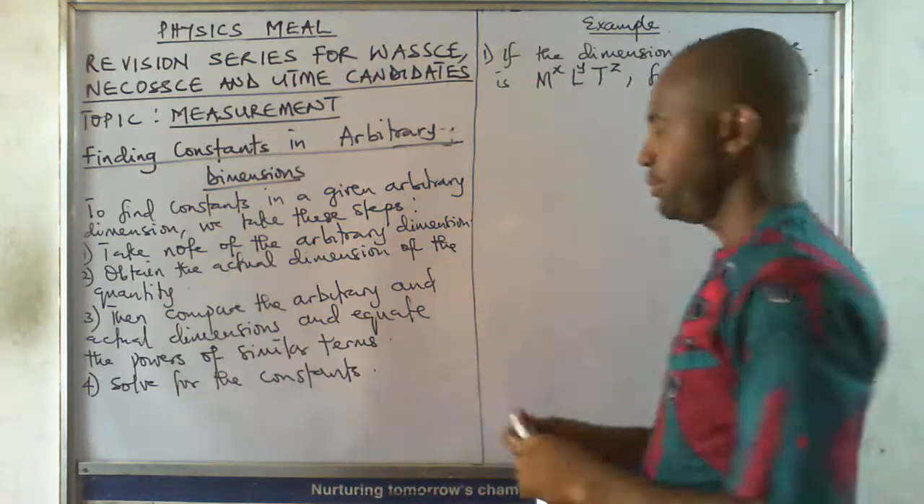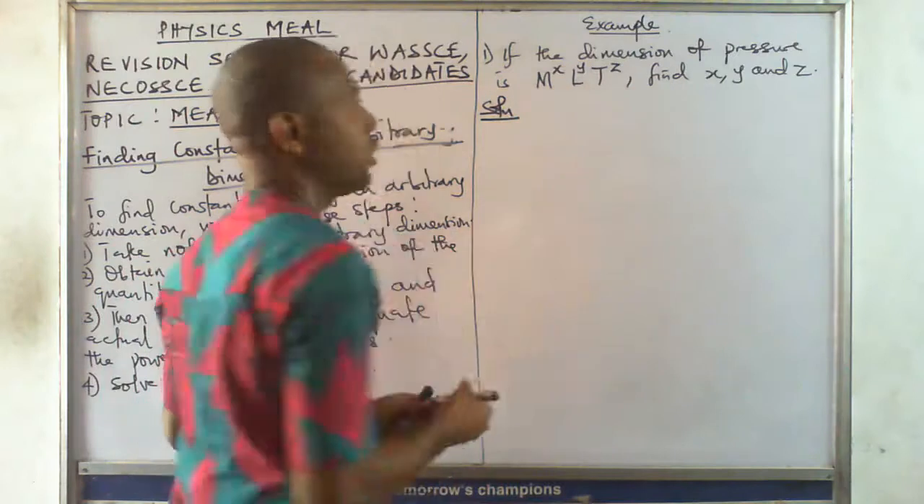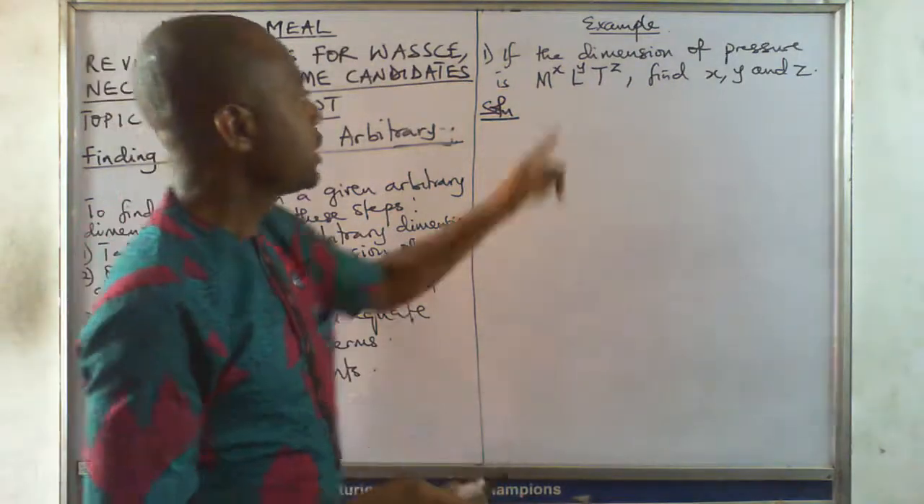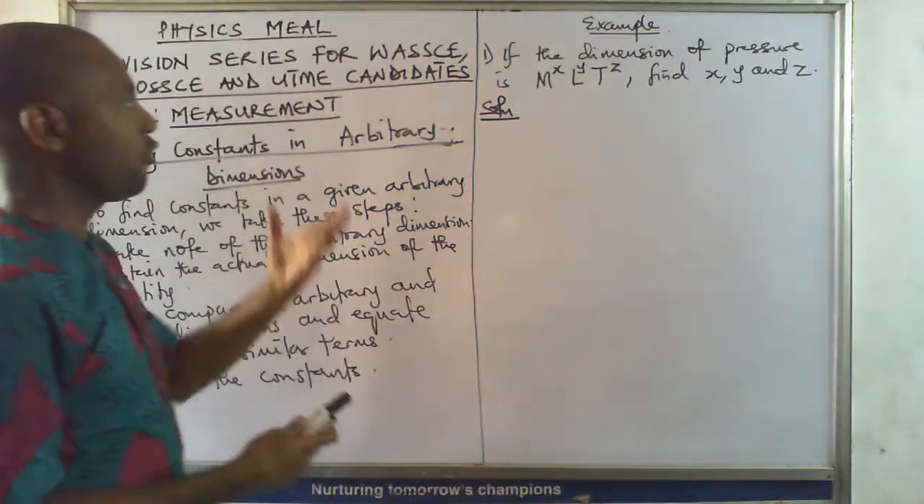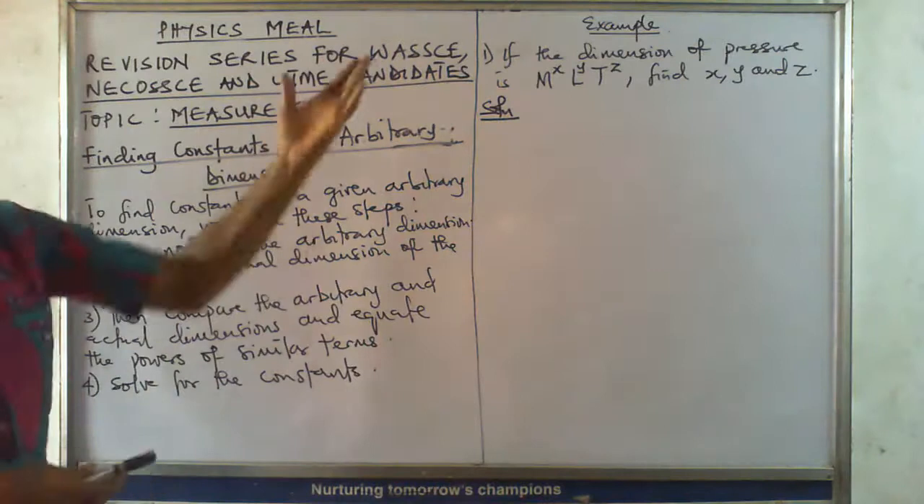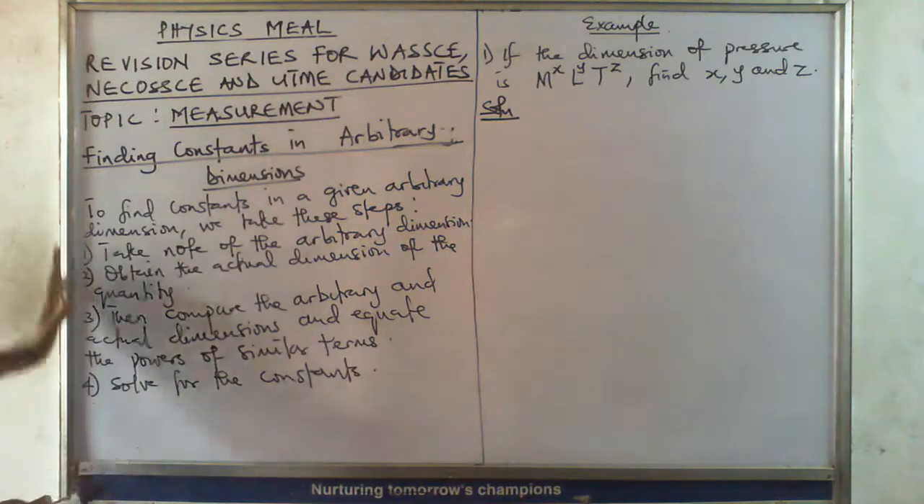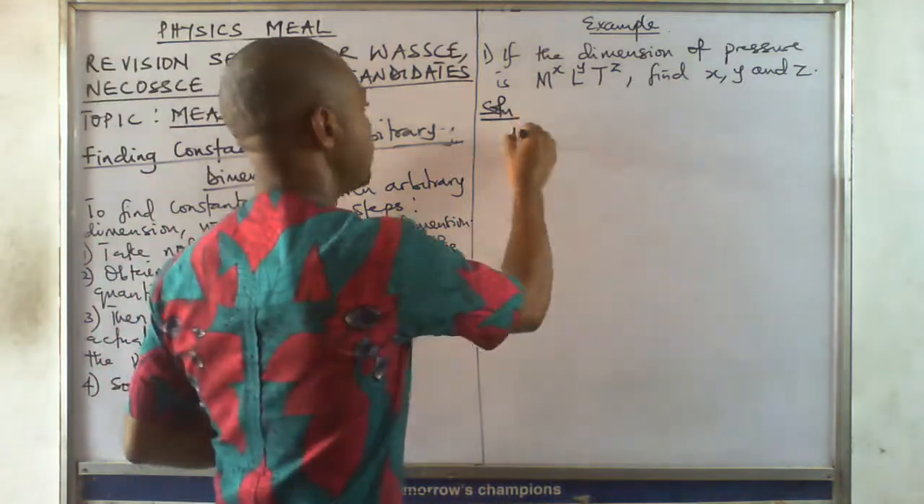Now we know that this is not the dimension of pressure because we still have unknowns. So this is arbitrary. So if we want to find the values of x, y, and z, that's the constants there, we need to take these steps. So take note of the arbitrary dimension. Let's put it down.